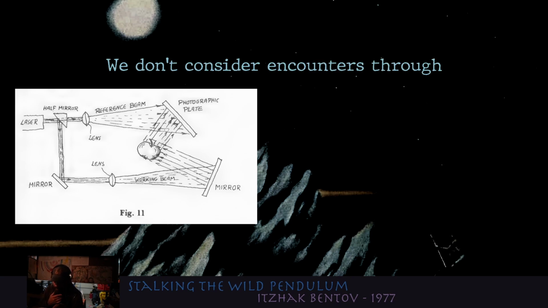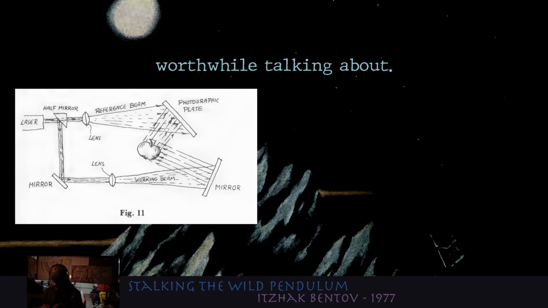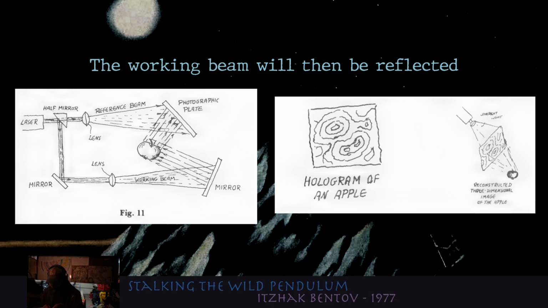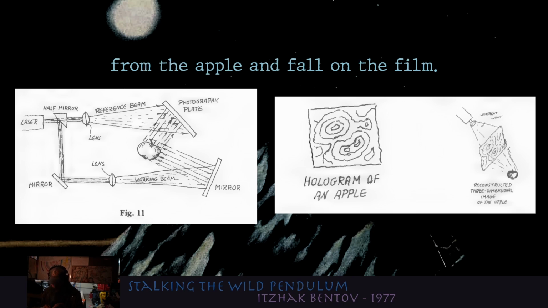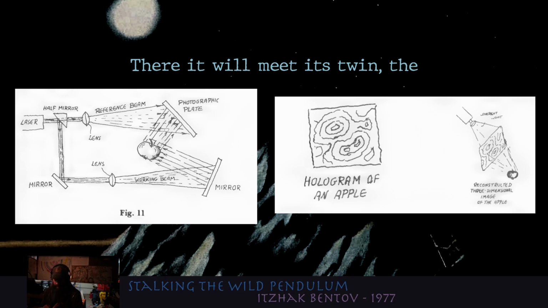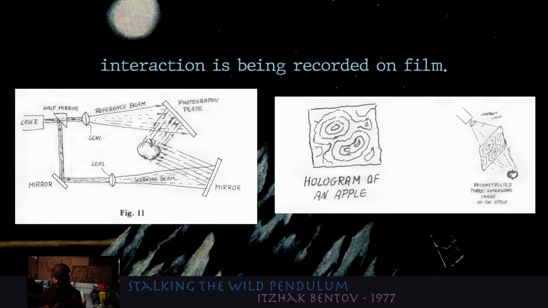We don't consider encounters through mirrors and lenses as worthwhile talking about. The working beam will then be reflected from the apple and fall on the film. There it will meet its twin, the reference beam, and will tell it all about its experiences with the apple. Neither of them suspect that their interaction is being recorded on film.